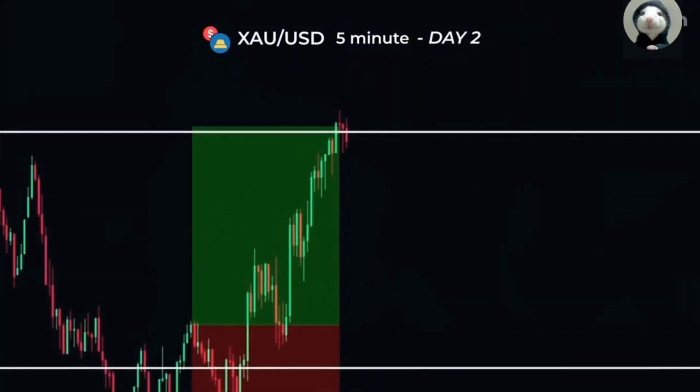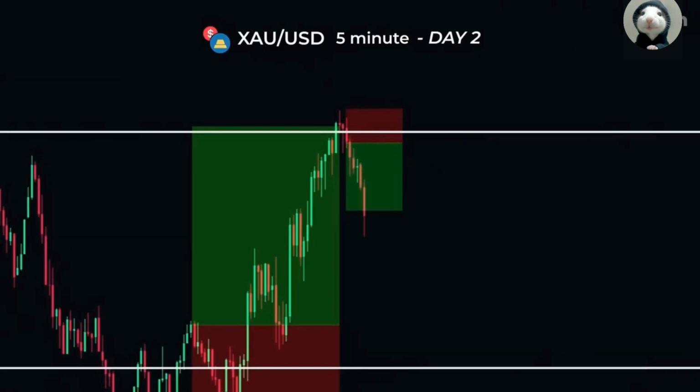Shortly after, price re-entered the range high, giving us a short setup. Stop loss at the highs, take profit at 2 times risk. Price hits the take profit once again, another 2R gain.